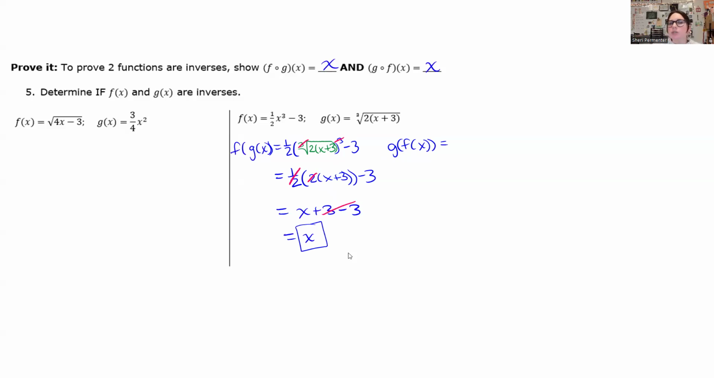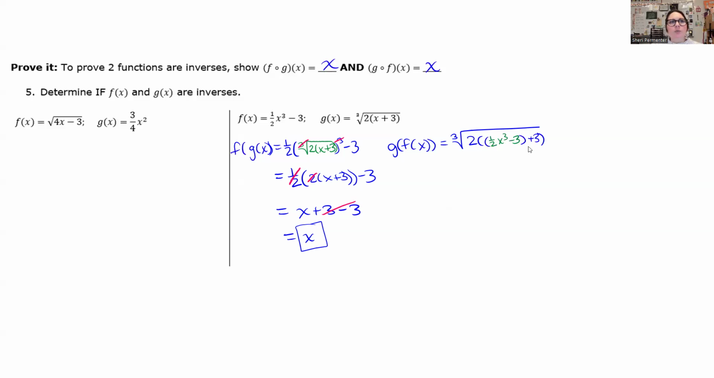So this is what I mean. Everything will start to cancel. For g of f of x, I'm going to write the g function. It's the cube root of 2 parentheses, and then I have x plus 3. And inside the parentheses, I have to plug in my f function, 1/2 x cubed minus 3. So I plugged in my f function into my g function.